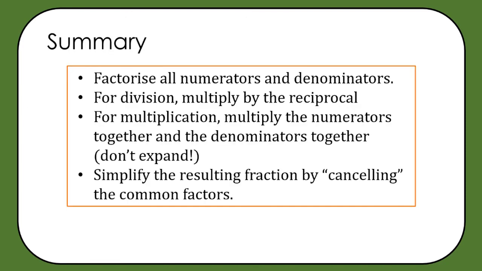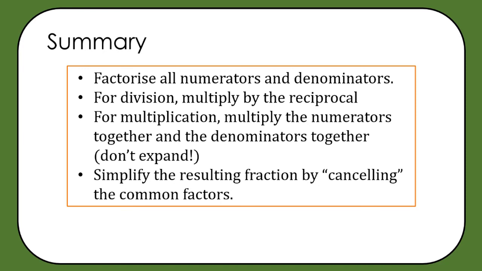So in summary, I would start by factorising all the numerators and denominators, particularly in an example like that previous one where you've got quite a bit going on. You might find each of the fractions individually simplifies a little bit before you do your multiplication and your division. So I would do all my factorising first. For division, you want to change it to multiplication and multiply by the reciprocal.